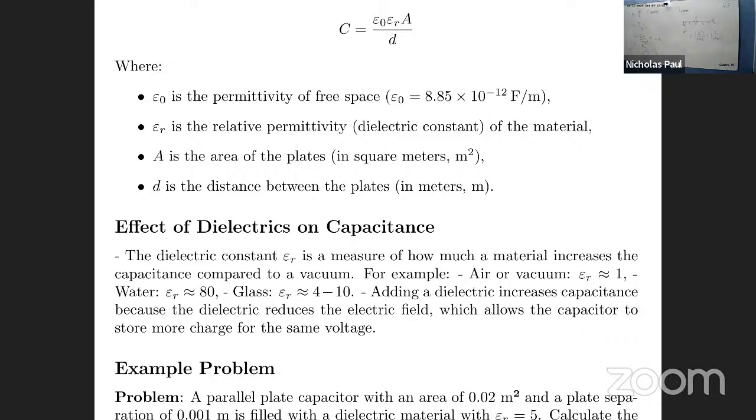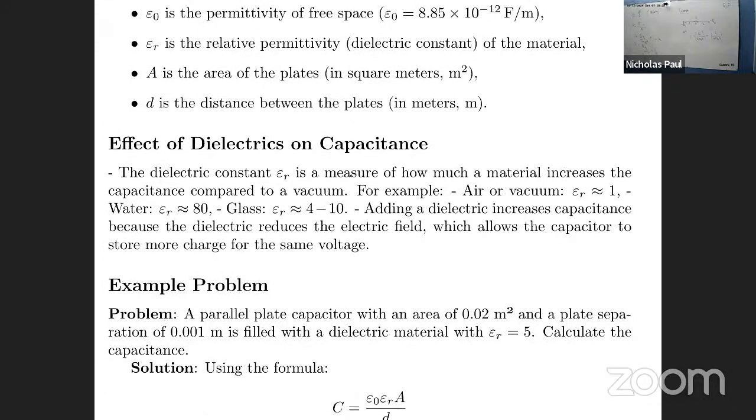The effect of dielectrics on the capacitance. The dielectric constant, epsilon R, is a measure of how much a material increases the capacitance when compared to a vacuum. For example, air relative to a vacuum is 1. They'll give you all the constants. Adding a dielectric increases the capacitance because the dielectric reduces the electric field, which allows the capacitor to store more charge for the same voltage.